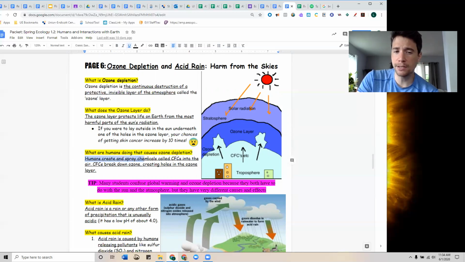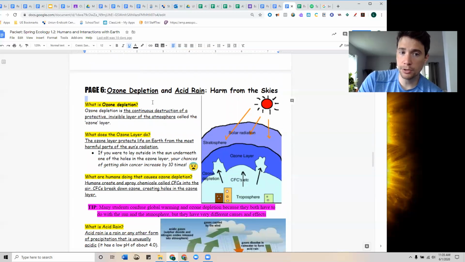Humans are creating and spraying chemicals called CFCs into the air, and these chemicals actually break down the ozone layer and create those holes that we just talked about. The nice thing is that we stopped doing this. At least the United States banned these things, maybe 30 years ago when they realized this was a problem. Since then, we've started to see some of the holes come back. They can repair themselves, but they need many years to do so.